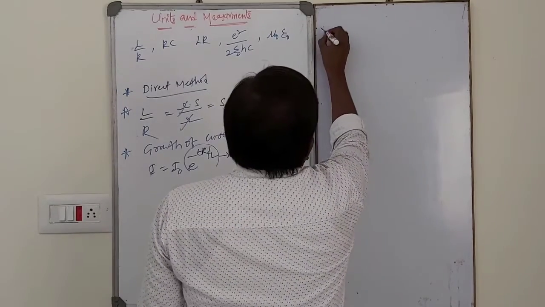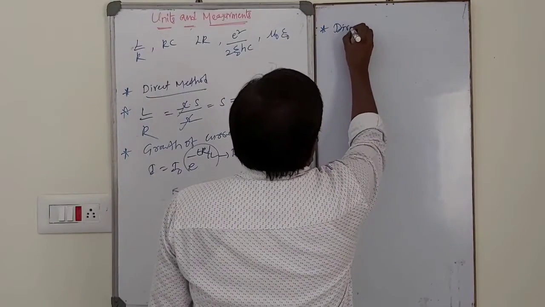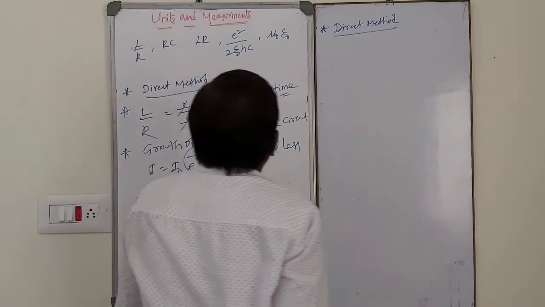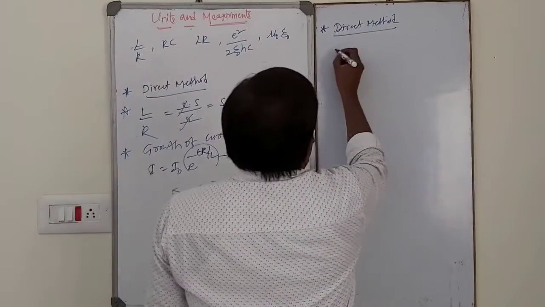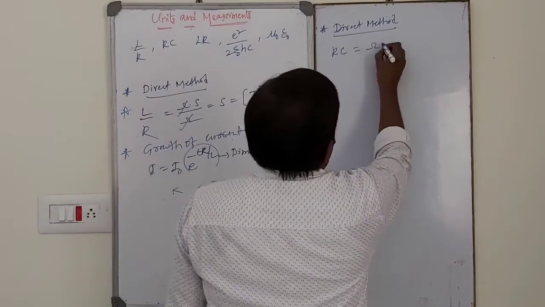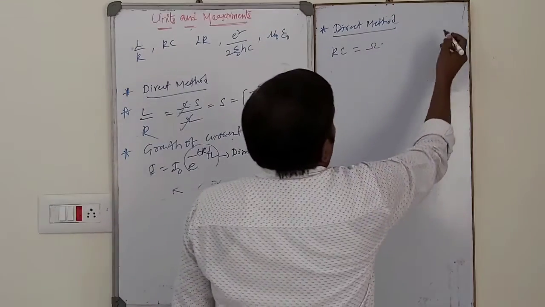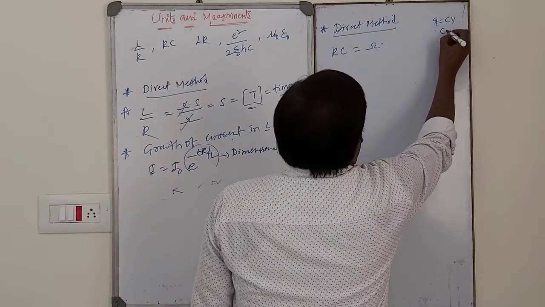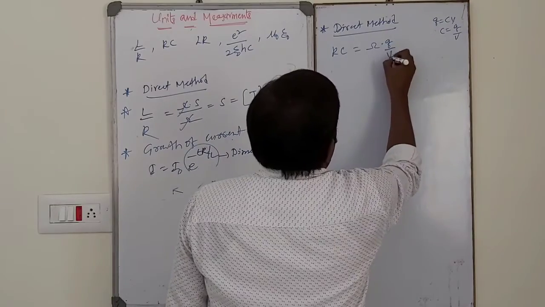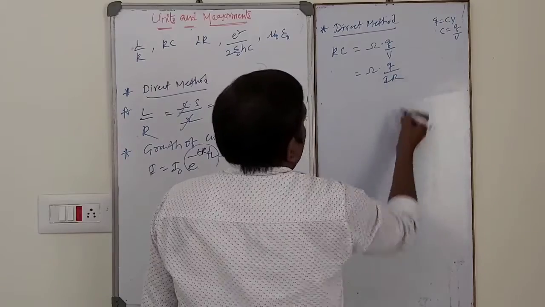Similarly, RC. Again, I will take two methods. The first method is the direct method. The dimensional formula for RC: R is nothing but resistance, SI unit ohm. C is the capacitance. C is nothing but Q equal to CV, so C is equal to Q by V. Q divided by V is nothing but Q by IR.